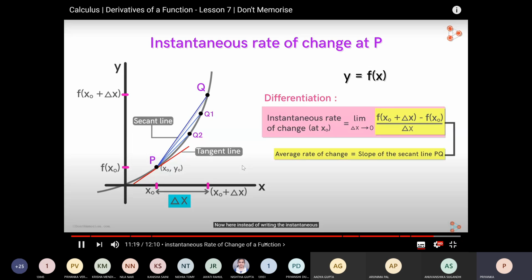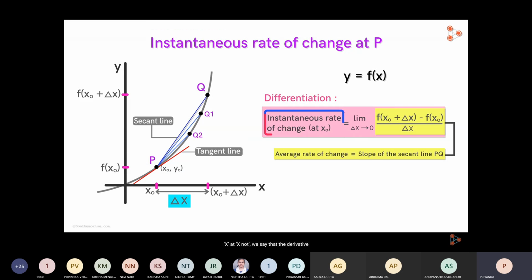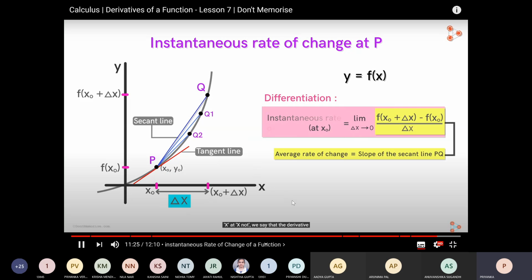Now here, instead of writing the instantaneous rate of change in y with respect to x at x naught, we say that the derivative of the function at x naught is this. So this is called the derivative of the function at point x naught y naught.